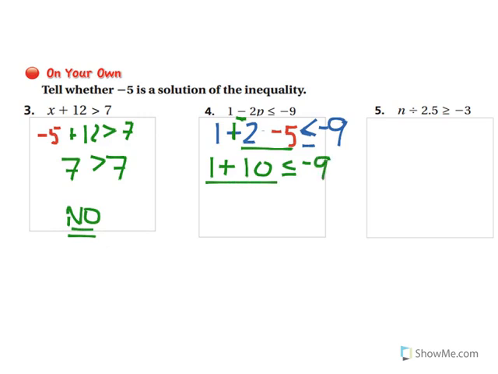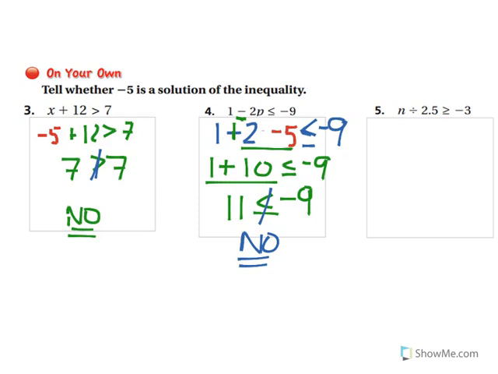And then 1 plus 10 is 11. And is 11 less than or equal to negative 9? No, it is not. So actually I should put a not sign. This means not less than or equal to, and I should have done that over here as well on number 3. That is not greater than 7. So this would be a no.